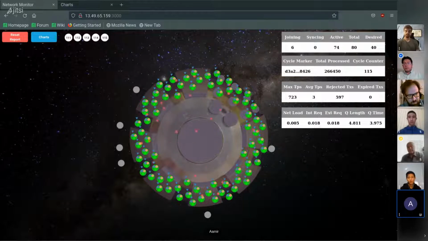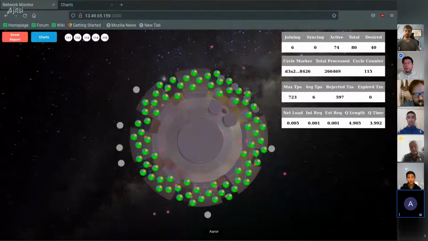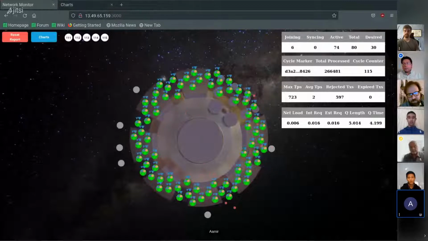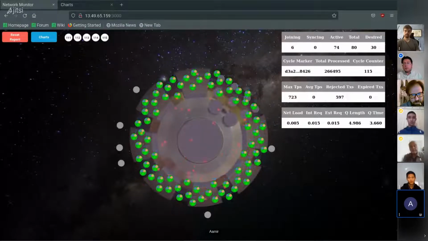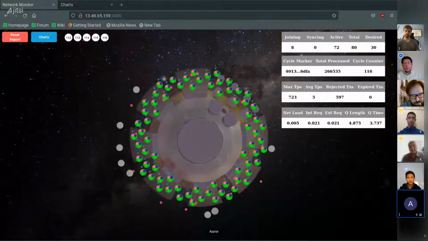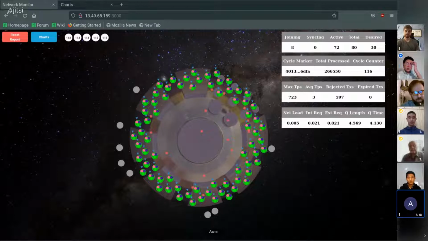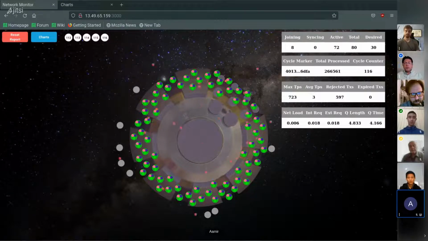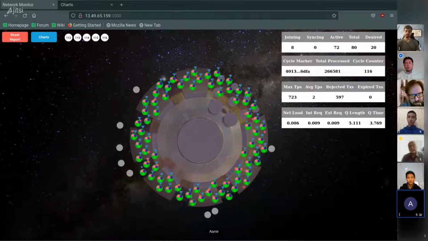Okay, so we're starting to see some of the nodes getting removed from the network. The desired count now has come down to 20 nodes, and we have 74 active nodes in the network. Each cycle, you'll probably see a couple nodes get removed from the network. Now, we've limited the number of nodes that get removed to just 2 nodes. And the main reason for that is that since our shard size is small, you don't want to remove a whole lot of nodes at once.